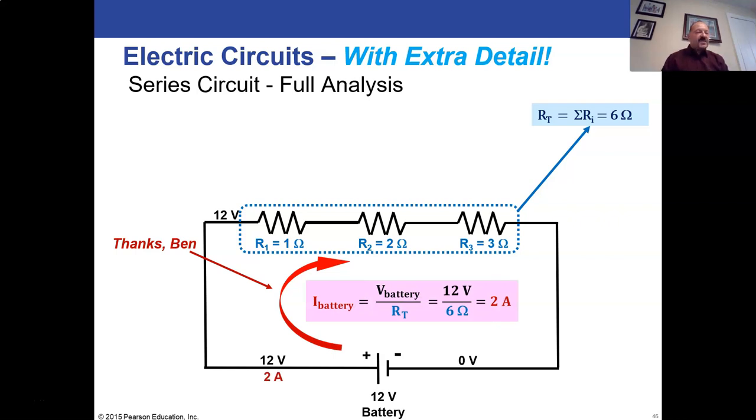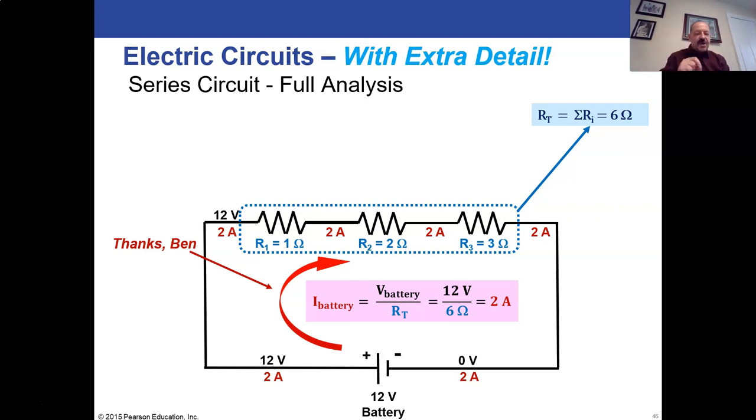And if you know that it's 6 ohms and you know the battery's 12 volts, well, 12 volts divided by 6 ohms, remember voltage divided by resistance is current, and you can figure out that it has 2 amps of current. And that's the most that I would expect from you on this, and I would give you one piece at a time.